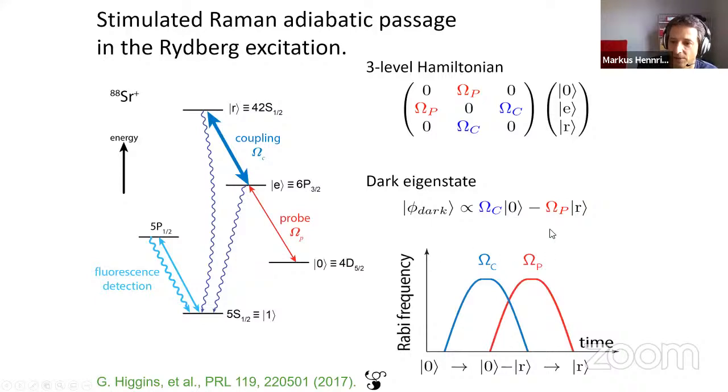If you now slowly switch on omega p, the probe laser, while switching off omega c, then you get an adiabatic following of the system in the dark state, and you adiabatically transfer population from this initial state 0 to the Rydberg state. This is a stimulated Raman, of course not really Raman, a 2-photon adiabatic passage.